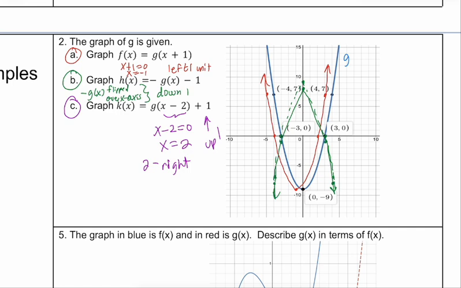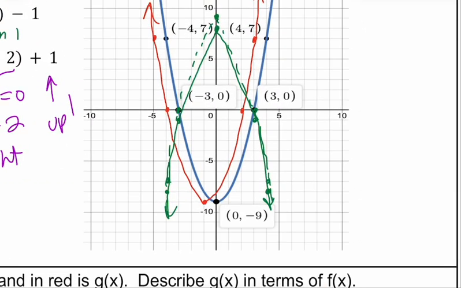But I think it's going to be pretty nice to just take each one of our original blue points and move them 2 to the right and up 1. Okay, so let's do that. So I'm going to take this one and go 2 to the right, up 1. I'm going to take this point here, 2 to the right and up 1. Now you can't really see it, so just guesstimate where that's at. It's about right there. This one's 2 to the right and up 1. This one's 2 to the right and up 1. This one's 2 to the right and up 1.